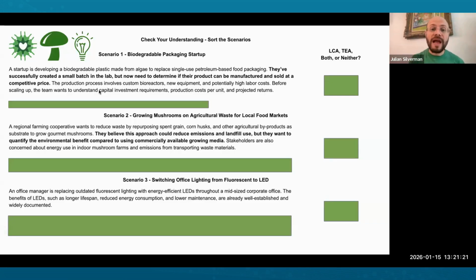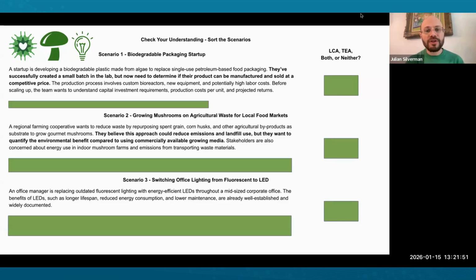For the second one, you're now growing mushrooms on agricultural waste. I don't know if you've ever done this. You can actually soak a roll of toilet paper and sprinkle the mushroom spores on there and you can grow mushrooms. Please don't quit your jobs to do that right now, but it is possible. In this case, they're really focused on reducing emissions and landfill use, thinking about the environmental benefit compared to using an alternative commercial media like maybe logs or something like that.